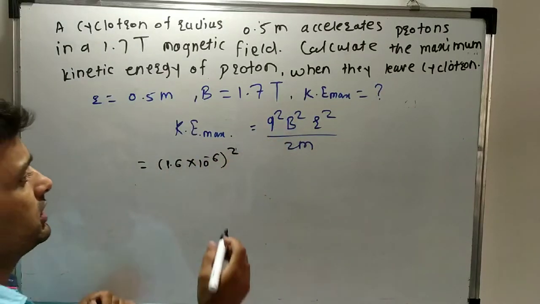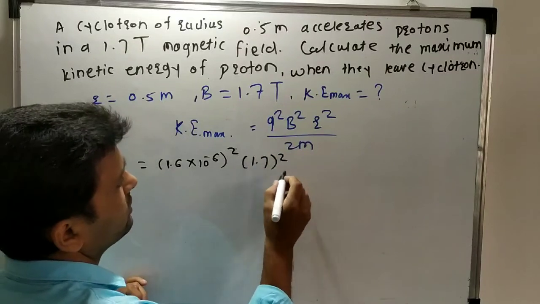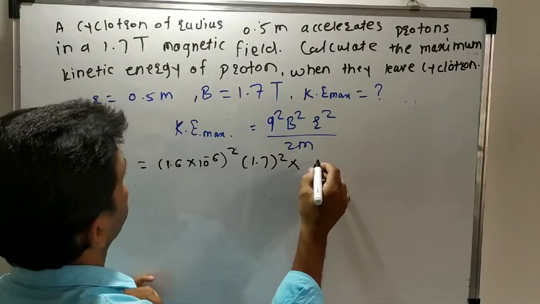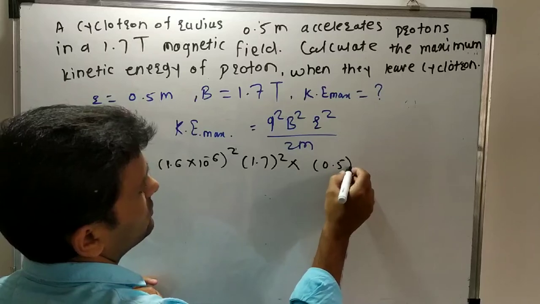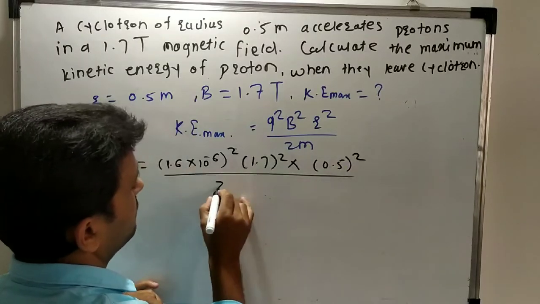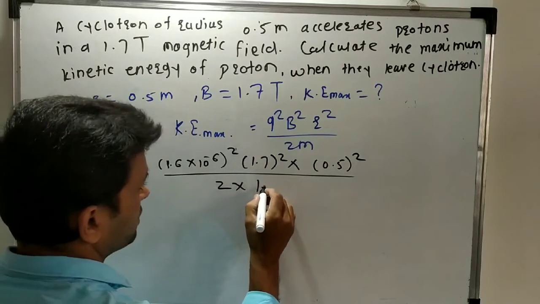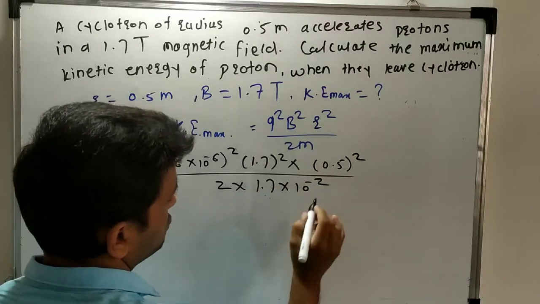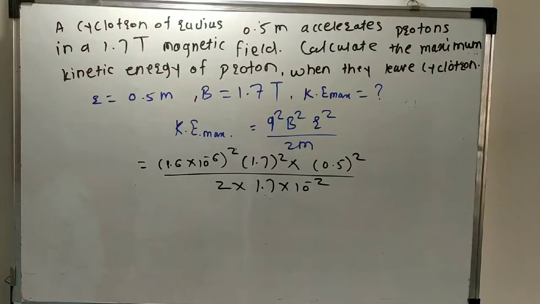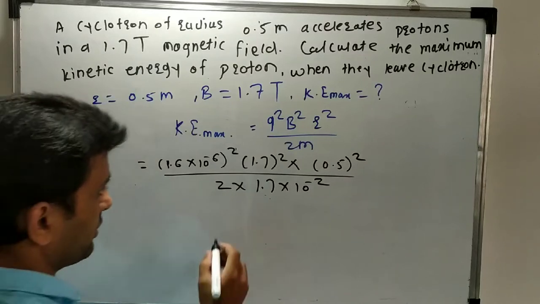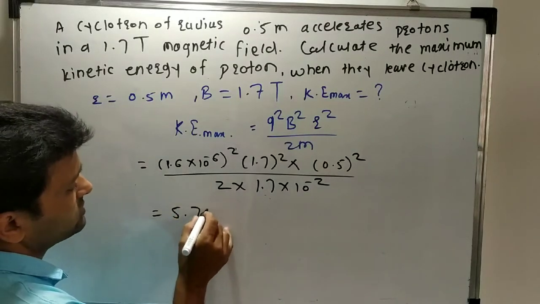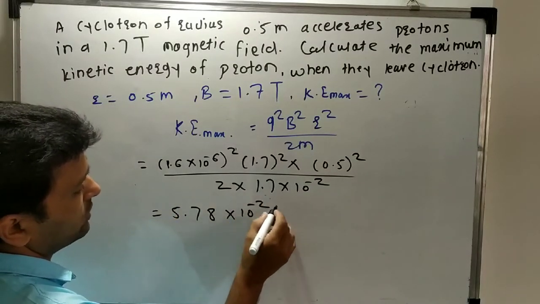What is the value of B? It is 1.7 squared into what is the radius? It is 0.5 squared, divided by the mass of the proton. So the mass of the proton is also one of the fixed values. From the previous numerical we can write 1.7 into 10 raised to minus 2. If you solve this numerical, then at the end the answer will be 5.78 into 10 raised to minus 2.